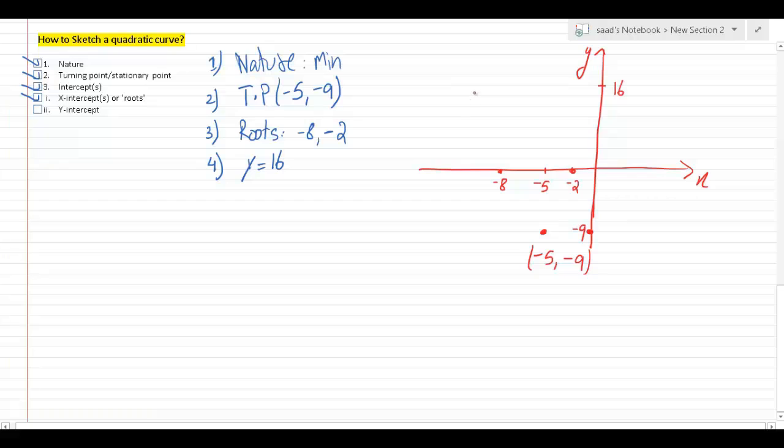Now let's start connecting the dots. So here it comes, cuts the x-axis at -8, reaches the turning point, turns, cuts the x-axis at -2 again, and then finally cuts the y-axis. So this is how we sketch a quadratic curve.